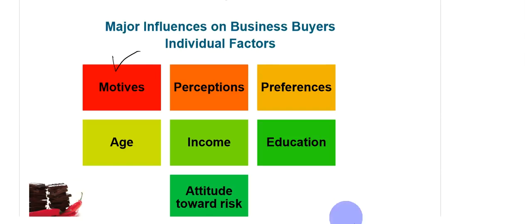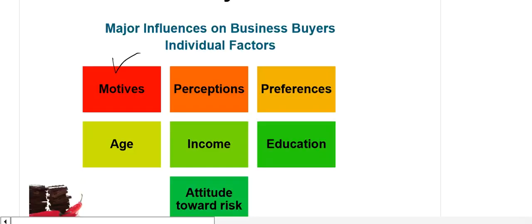First of all, the one who is taking the decision to purchase, or those people who are the participants of a business purchase, we will see their individual personality. So let's start with the individual. So students, first of all, we will see the motive. What is the motive of the individual who is taking the decision? This is very much important.